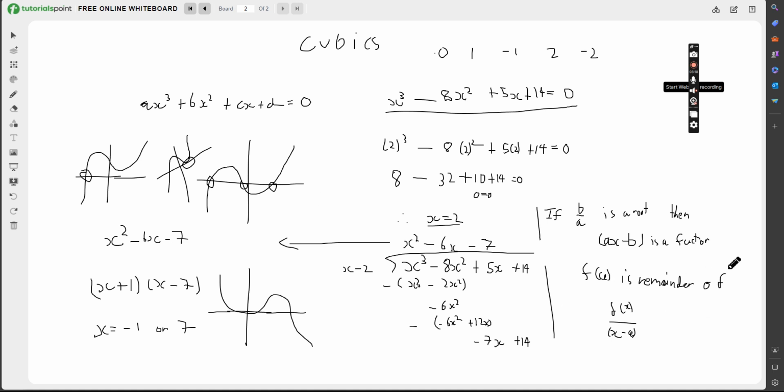And then the remainder theorem is similar to the factor theorem. If we assume that f of x equals this function, then f of a is the remainder of f of x divided by x minus a. You can also do b over a instead of a. Similarly, f of b over a is the remainder of f of x divided by ax minus b. If this comes up, you'll need to make simultaneous equations and then solve them.